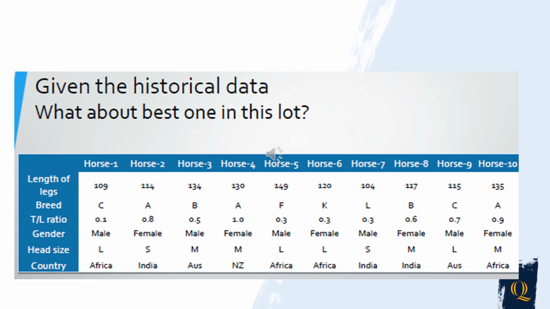Based on the analysis, horse 5 would likely be the best candidate due to its strong positive attributes in key areas. Despite the negative factor of being from Africa, it has the optimal leg length, breed, TL ratio, and head size that historically correlates with winning.